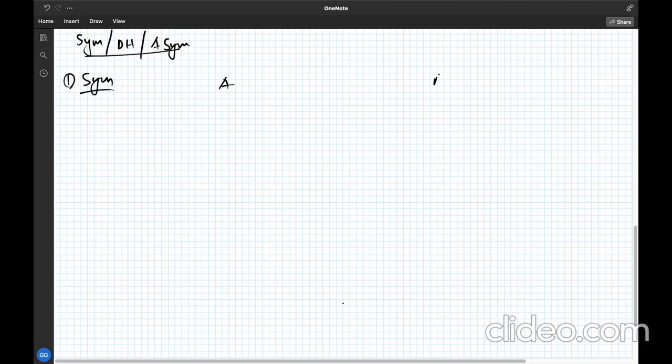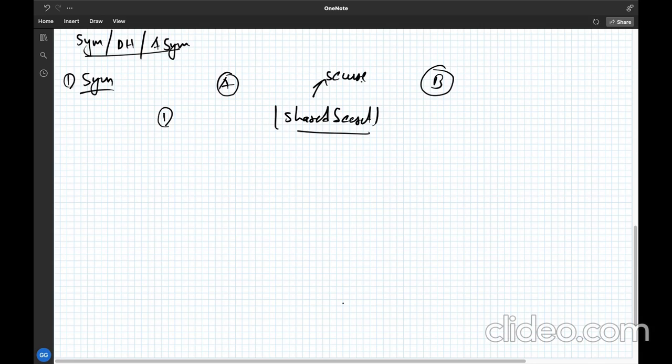A and B want to exchange some information such that only A and B can access that information and no one else. So first, step one, A and B meet and they come up with a shared secret between the two. This must happen over a secure channel, so they must probably meet and come up with this key amongst themselves.